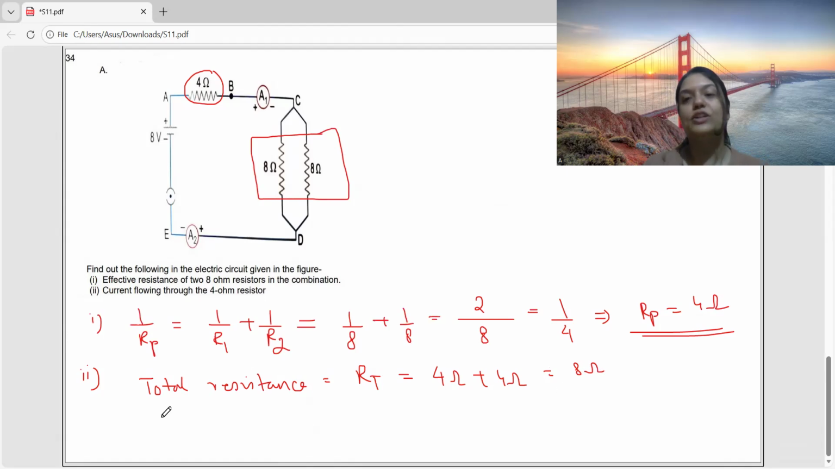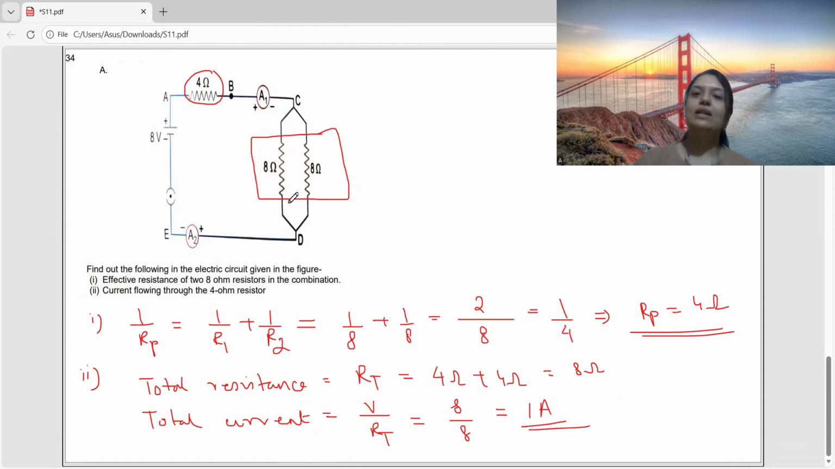So now let's calculate the total current flowing through the circuit. So the total current, we will use our Ohm's law, V is equal to IR or I is equal to V by R. So V by RT. So what is my V given? 8 volt. So 8 divided by 8, that is 1 ampere. Now, since you can understand, both of them are in series. Now, in case of series combination, what happens? The same current flows through the whole circuit, right? So the current flowing through the 4 ohm resistor will also be 1 ampere. Okay? I hope you understood this question.